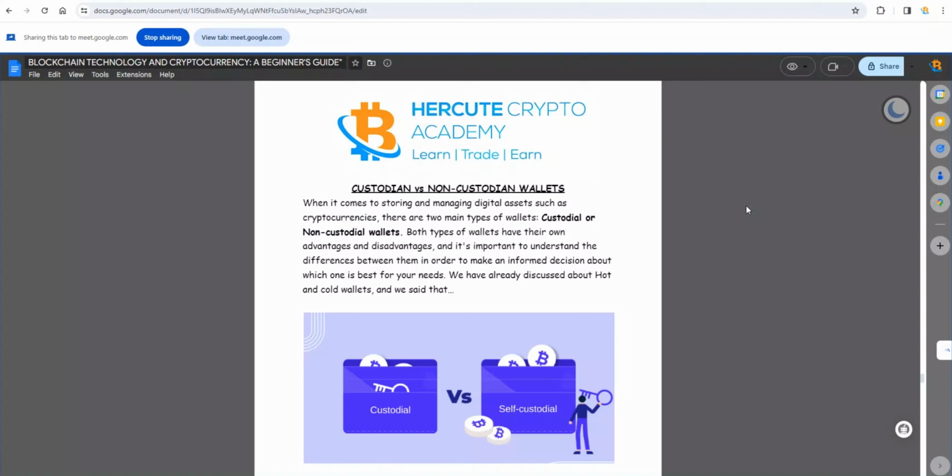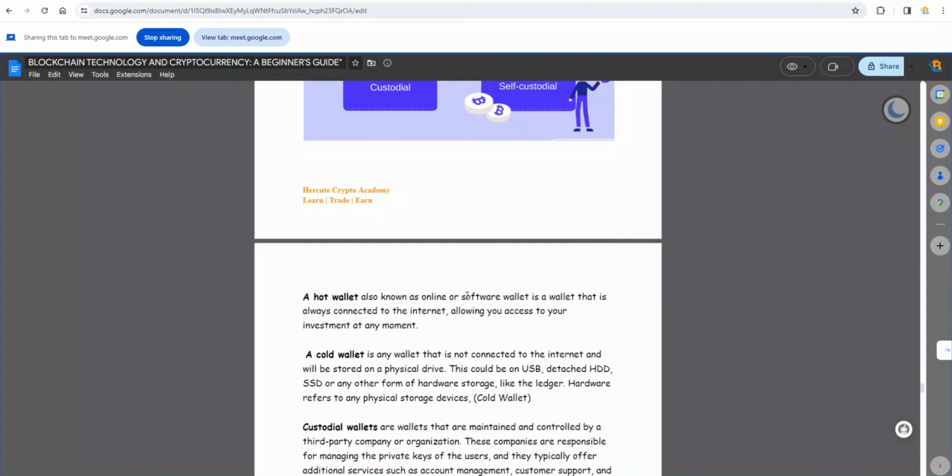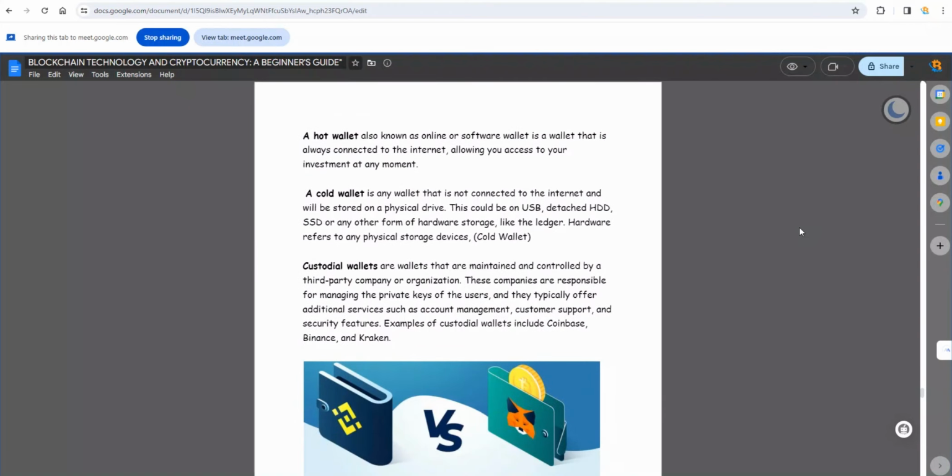And we've already discussed hot and cold wallets, and we've said that a hot wallet, also known as an online or a software wallet, is a wallet that is always connected to the internet, allowing you to access your investment anytime, as compared to a cold wallet, which is any wallet that is not connected to the internet and will be stored on a physical drive. This could be a USB, a detached HDD, or an SSD, or any other form of hardware storage like the ledger, the Trezor. And hardware refers to any physical storage devices, and that is a cold wallet.